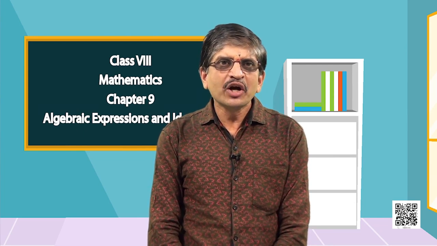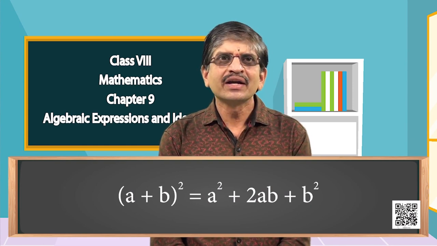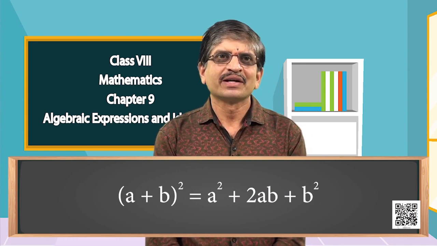Standard identities. We shall now learn three identities. These identities are obtained by multiplying a binomial by a binomial. Let us consider the first identity, that is a plus b whole square is equal to a square plus 2ab plus b square.